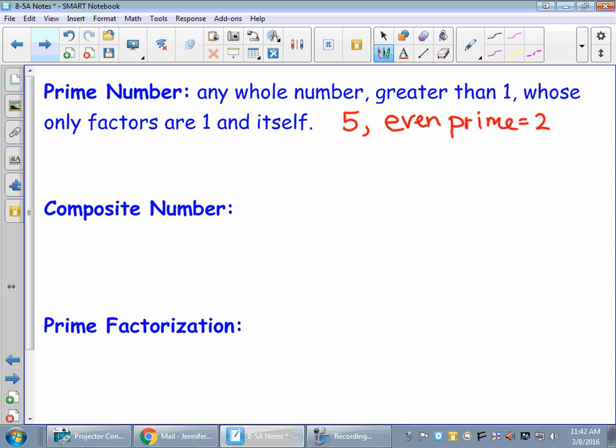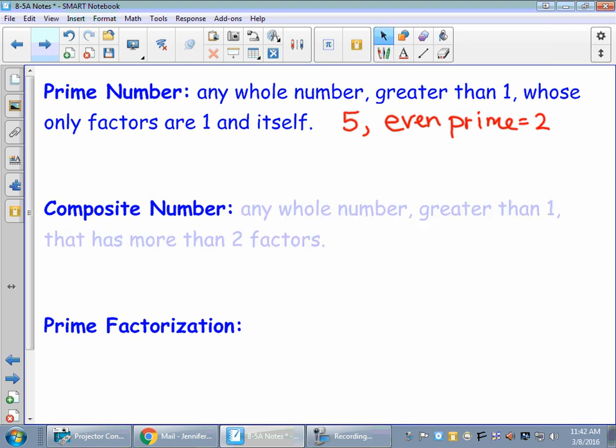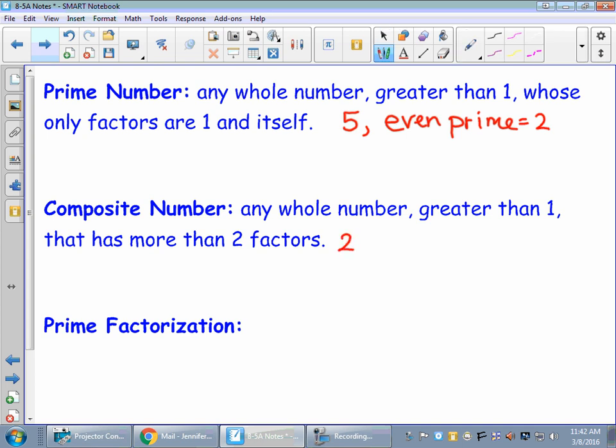Composite numbers are just the opposite of prime numbers. The composite numbers are whole numbers greater than 1 that have more than 2 factors. So all of those other numbers that I listed on the other page, we had 24, we had 10, any of those numbers. Notice we don't talk about 1. 1 is neither prime nor composite. It's part of the definition of those. So 1's just kind of on its own.